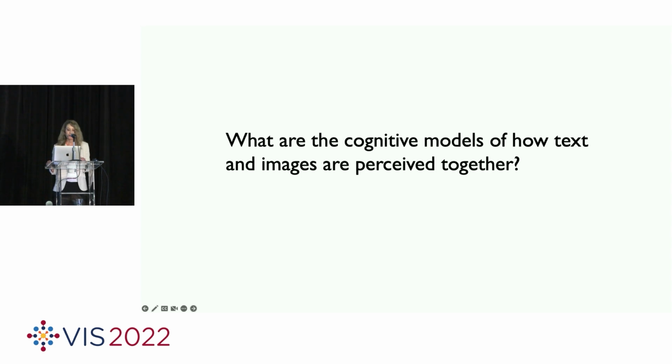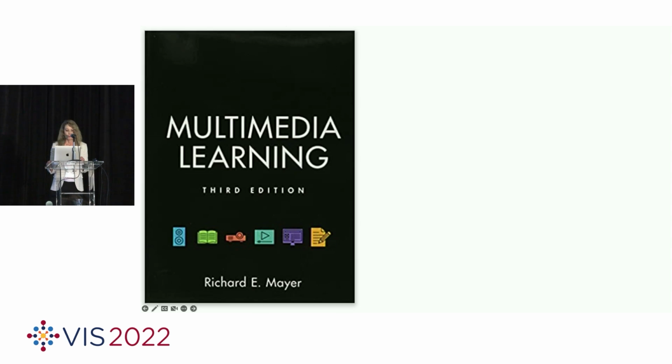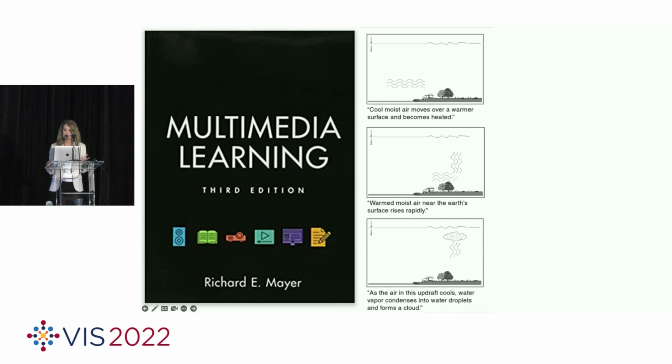So what are the cognitive models of how text and images are perceived together? Well, here's one I know about by Richard Mayer called Multimedia Learning. He's done extensive research on combining language and visualizations for the purposes of education. He looks specifically at describing physical processes that can be shown visually, like here, how clouds are formed.